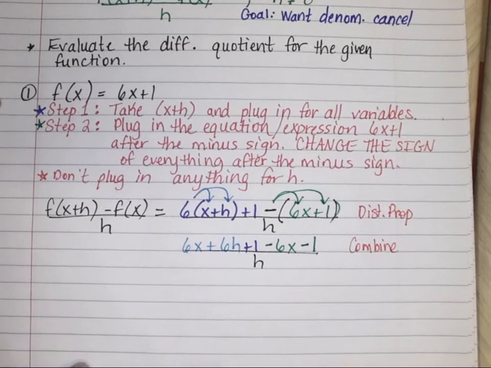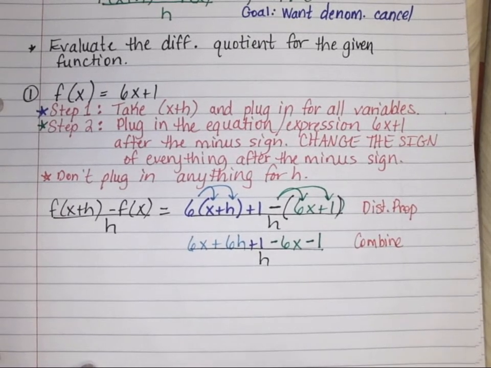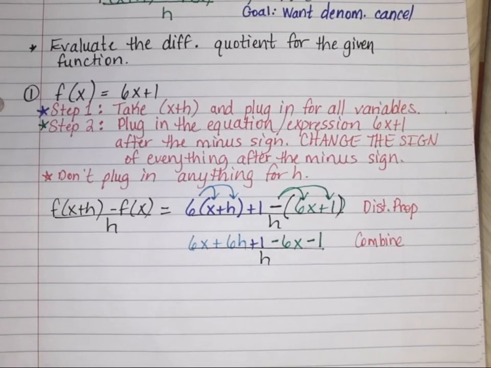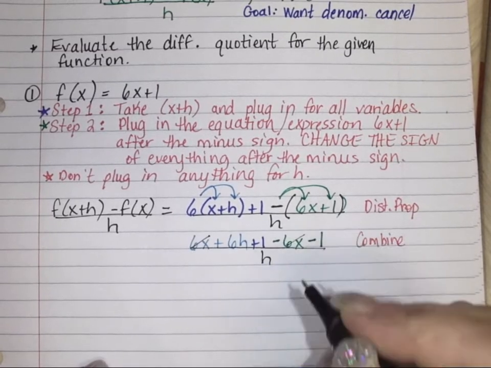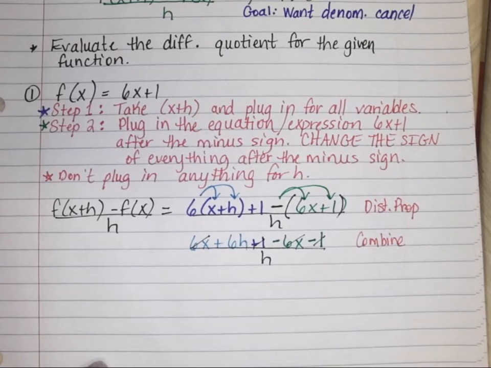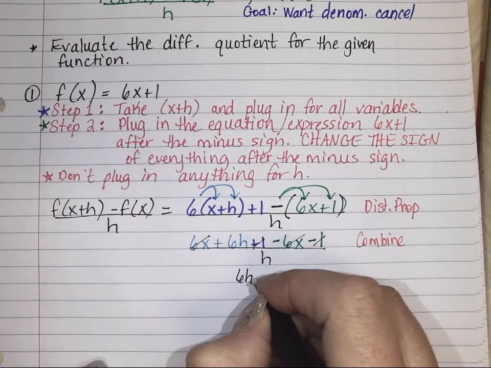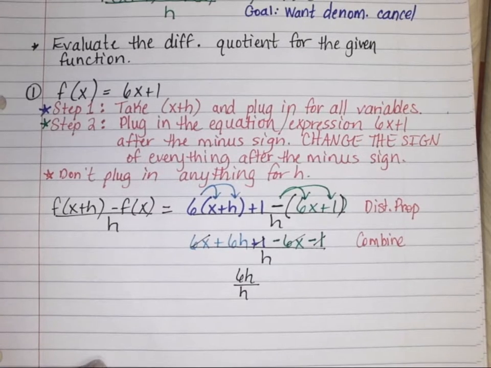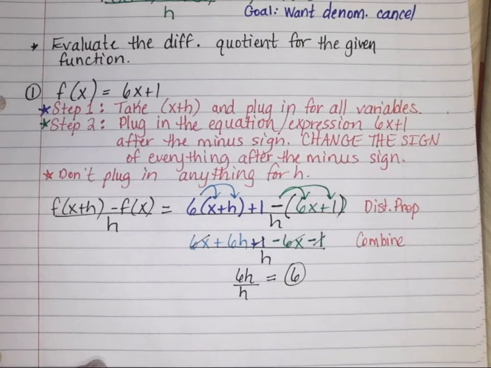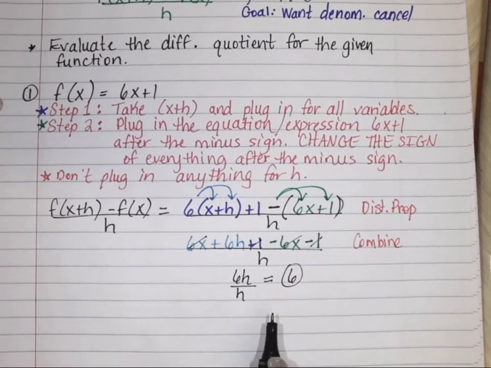So notice, some things should cancel off. A lot of things should cancel off if you do this correctly. If you do a problem and a lot of stuff's not canceling out, h's do not cross off, then you always need to double check your work. So notice that my 6x cancel. Notice that my 1's cancel. And I'm left with 6h over h, which further simplifies to 6. So yes, all of that worked for 6.